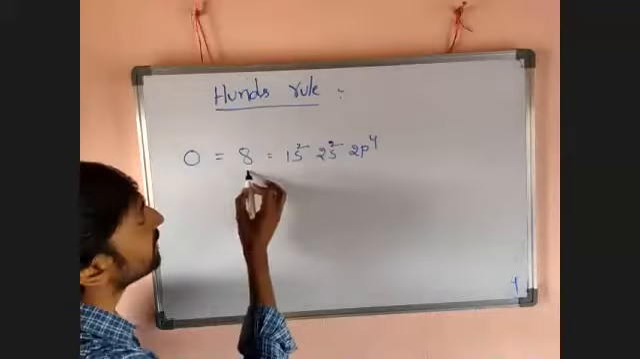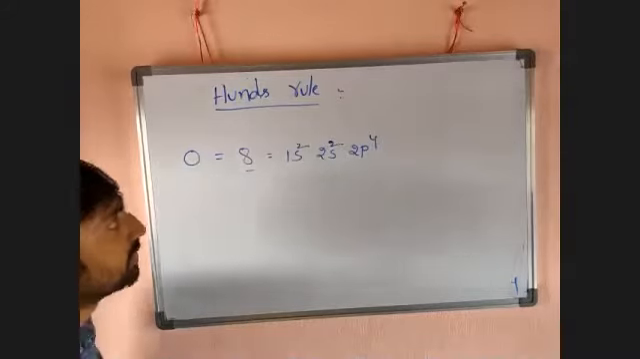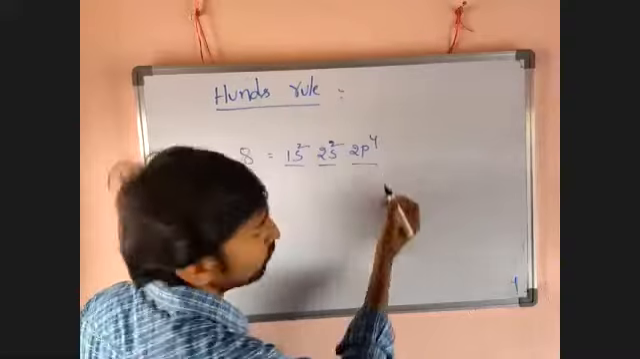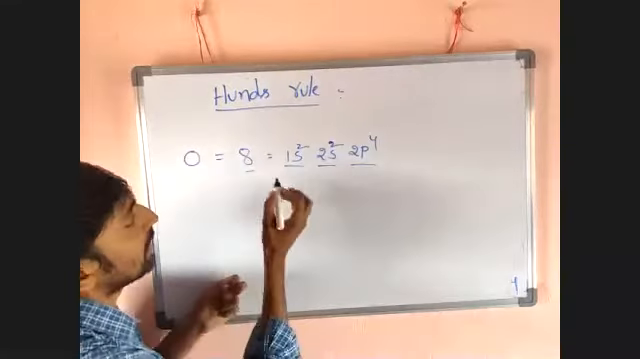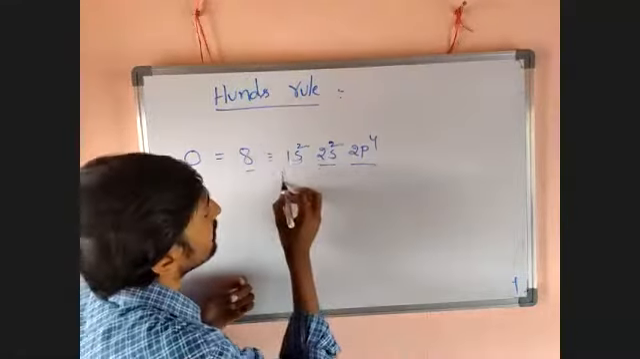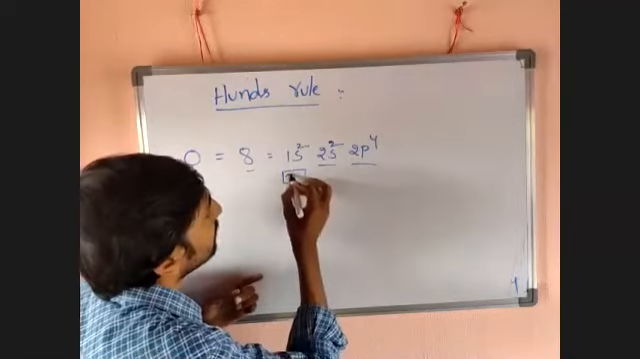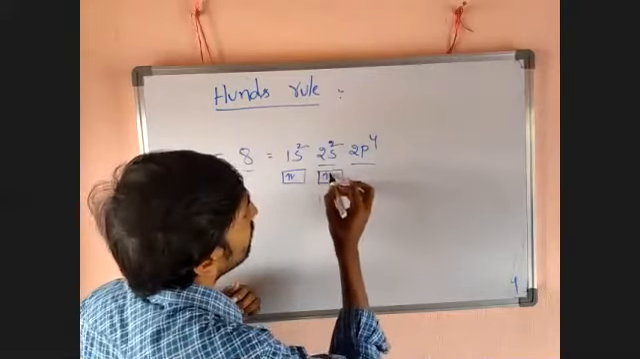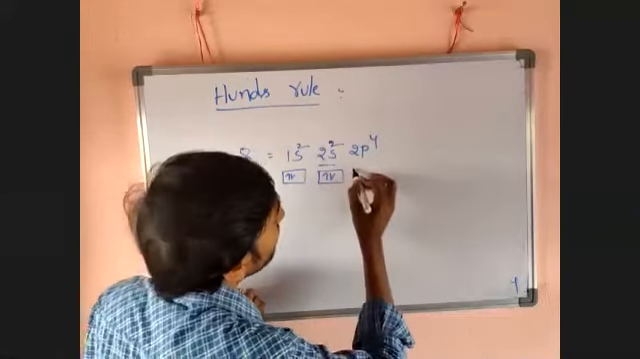Atomic number is 8. Well known that. The electronic configuration is 1s2, 2s2, 2p4. Now, how to take 1s2? The s orbital is only one. It contains 2 electrons. But we know that p orbitals are 3.